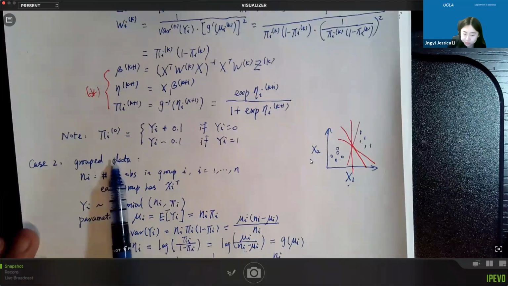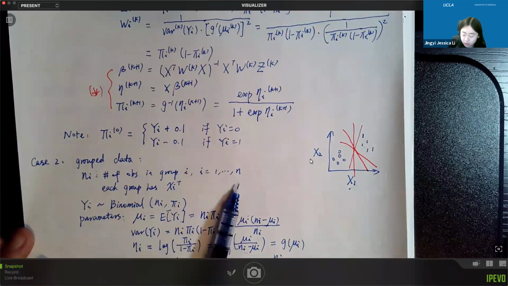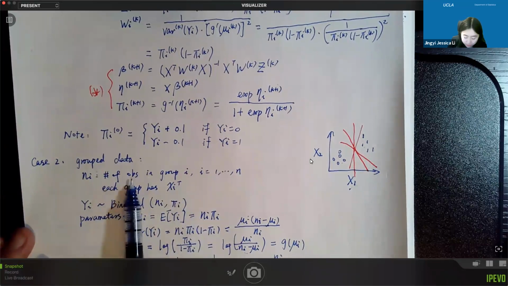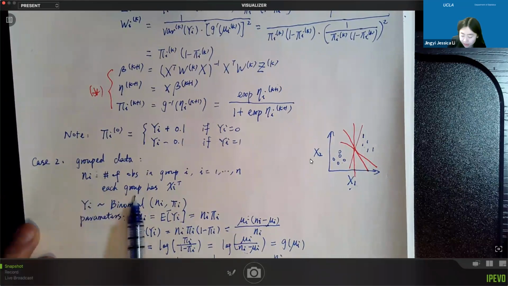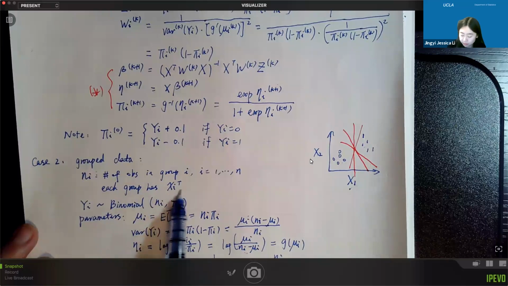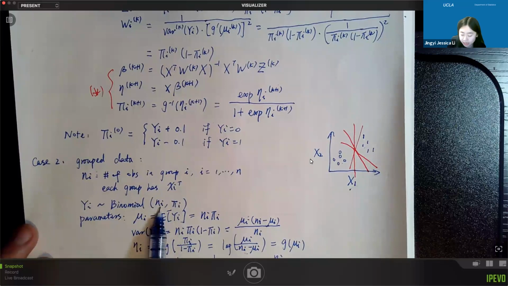So for group data, we mean that we have multiple observations that share the same covariates. So then we put them into one group. And we use the number of observations in group i as the notation Ni. And these observations share the same row in the design matrix, s_i transpose. Then for group data, our random structure becomes Yi follows binomial with total Ni and success probability pi i.